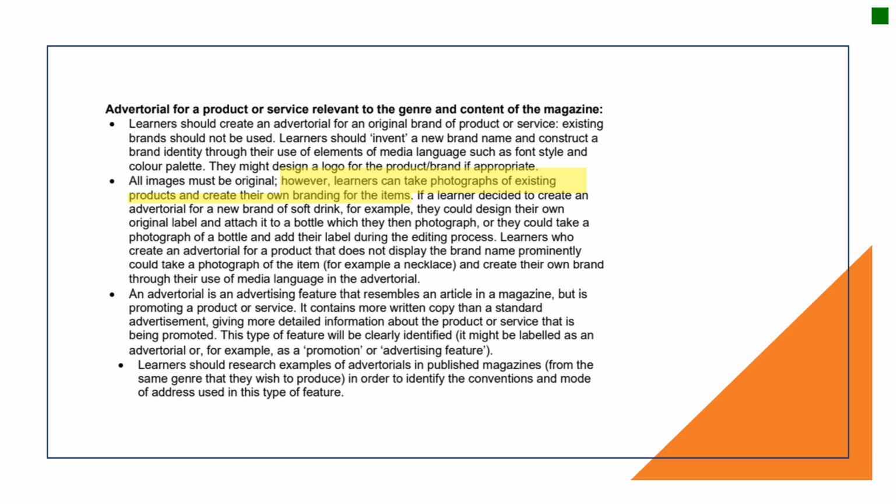However, to help you, what you can do is take photographs. You've got to take these photographs yourself because they've got to be original images, but you can take them of existing products. So for example, if you're promoting a new phone or sports watch or perfume or brand of clothing, you can take photographs of something that already exists. But what you would have to do is change the labeling of it. We can do this in Photoshop, and as I said before, the font style, and create your own brand identity for that particular item. So obviously this is going to help you when you come to do the advertorial.